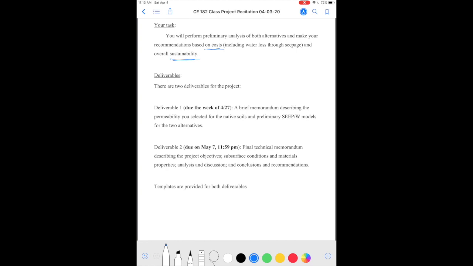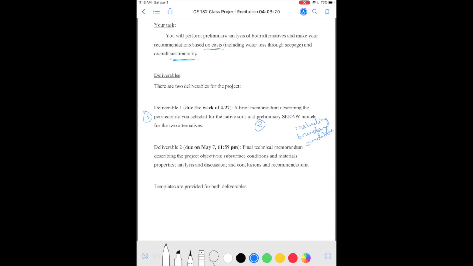Deliverables, there are 2 deliverables for this project. So you are going to do it in a team of 2 people. The first deliverable is due in the week of April 27th, where you are going to provide us a brief memorandum describing the permeability you selected for the native soil. So you have only 2 tasks. And the second, that you have to provide preliminary CPW models for both alternatives, including boundary conditions, because we want to make sure that you are setting up your models correctly.